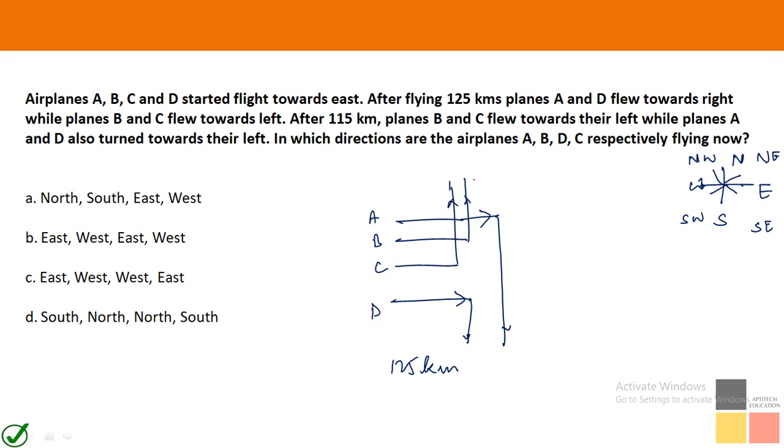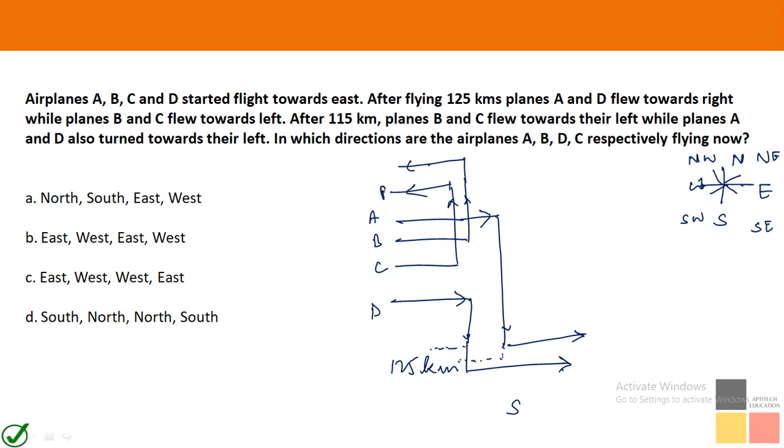Now, B and C flew towards their left while planes A and D also turned towards their left. So A and D turning towards left. Actually, the left is supposed to be the dotted line. If I was to look at my left, this is supposed to be the dotted line, but I'm obviously facing towards the south. So my left is going to be towards the right side, that is this particular direction towards the east. And B and C turn towards the left. So for them, left is the usual side.